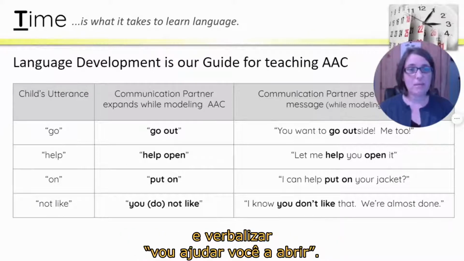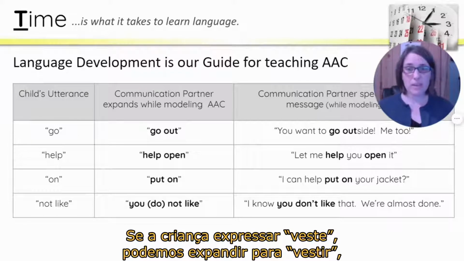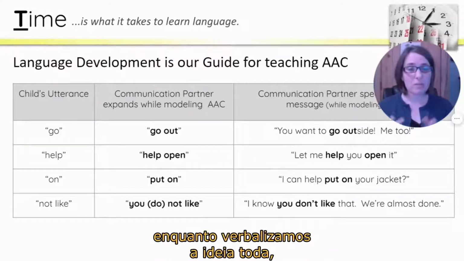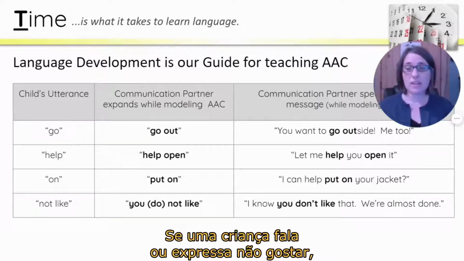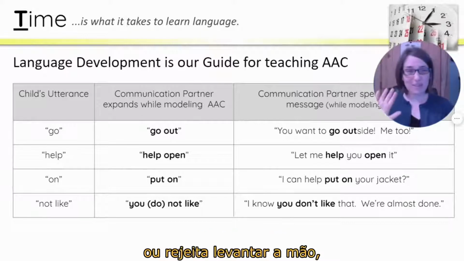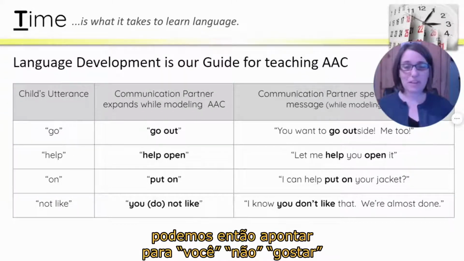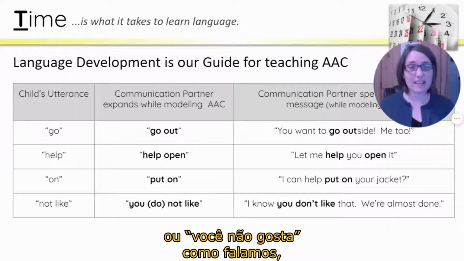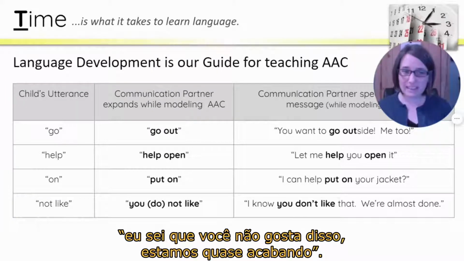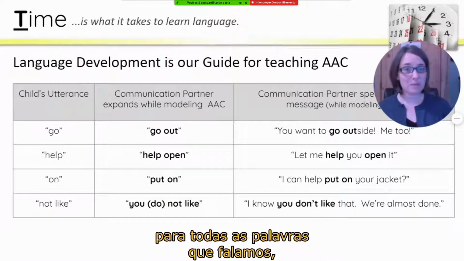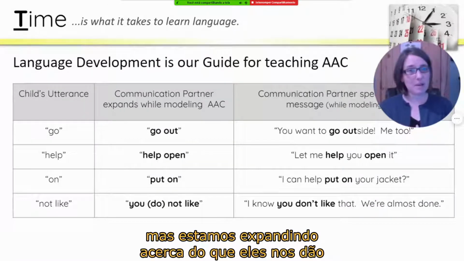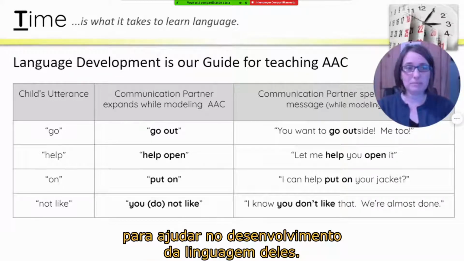If a child indicates or expresses help, we can expand upon that by saying help open on their device and verbalizing, let me help you open it. If a child expresses on, we can expand that by put on, while we verbally share the full idea, I can help you put on your jacket. If a child says or expresses not like, if they're refusing putting their hand up, we can point to you not like or you do not like as we say, I know you do not like that. We're almost done. So in this way, we're not bound to use AAC for every word that we speak, but we're expanding upon what they give us to support their language development.